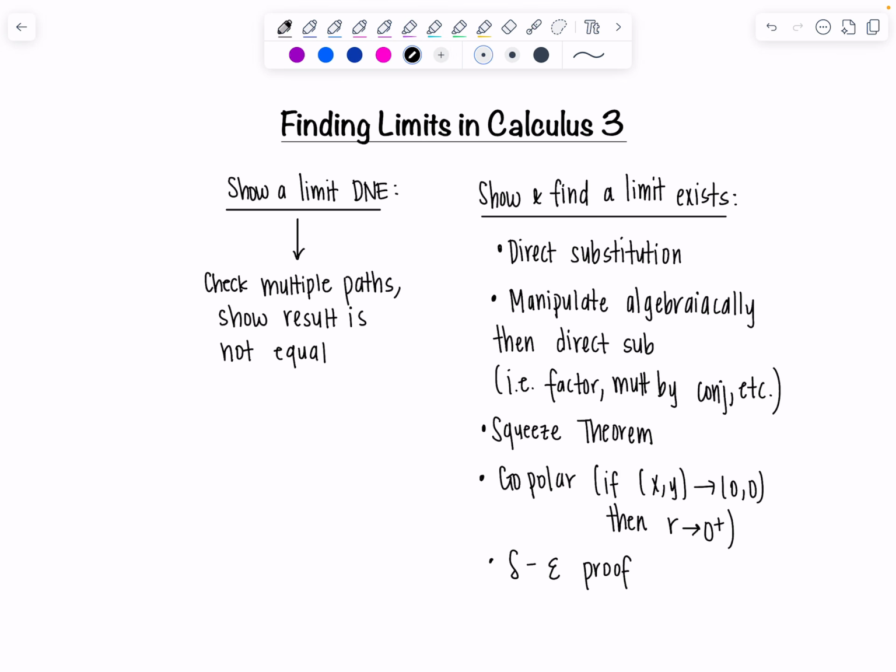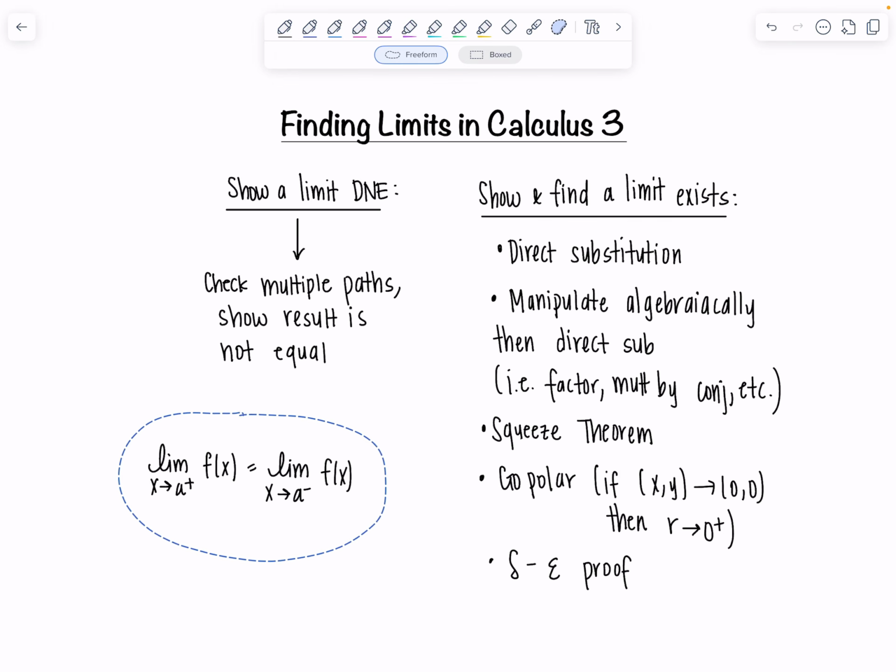When you have a function of one variable, all you needed to check was that the limit as x approached a from the right of a function was equal to the limit as x approached a from the left. And if these two paths were equal, you were good to go. You could say the two-sided limit exists. In Calc 3, it's way more complicated because we have infinitely many paths, not just left and right. So anytime you're checking paths, remember there's infinitely many of them.